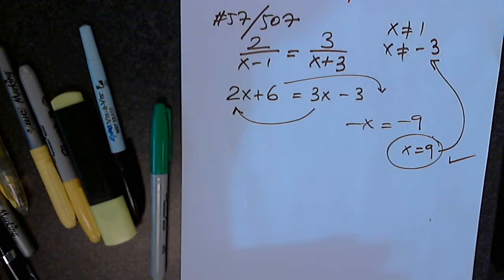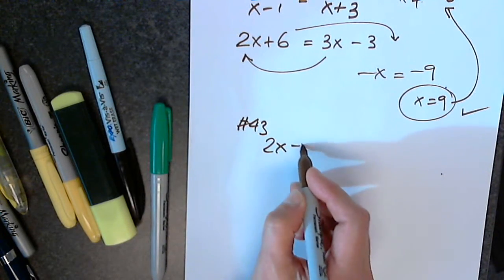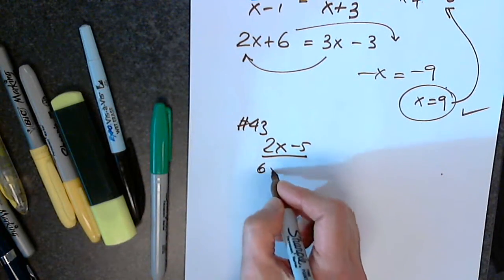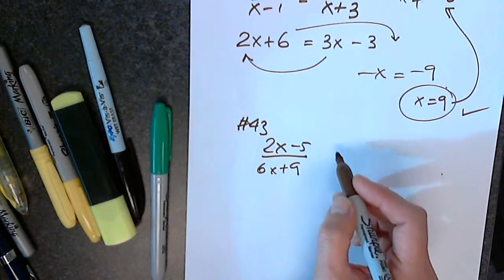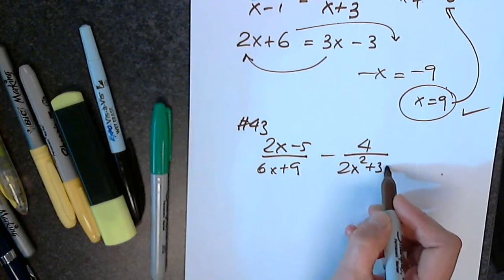Okay, let's go backwards to multiplying and dividing rational expressions. And also adding and subtracting. Yes, let's start with 43. 2x minus 5 over 6x plus 9, minus 4 divided by 2x squared plus 3x.